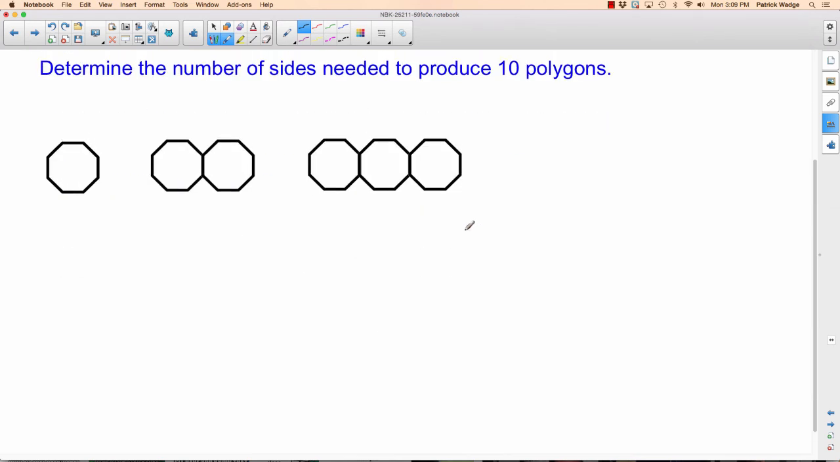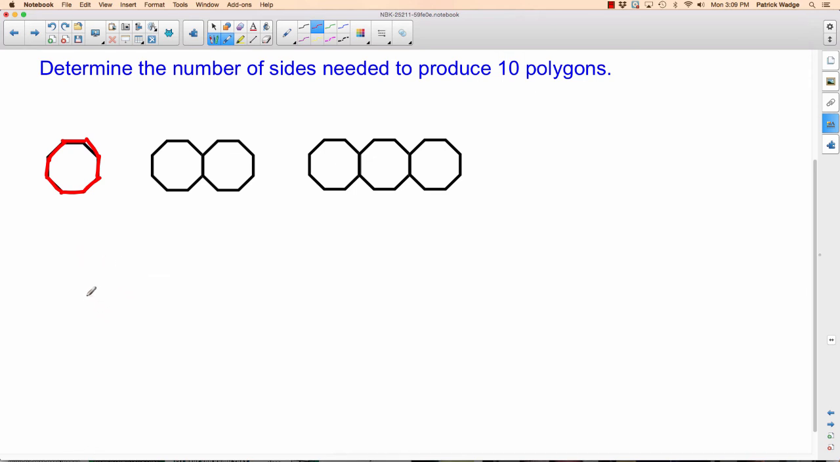It says determine the number of sides needed to produce 10 polygons. So here you have 1 polygon, you have 2 polygons here, 3 polygons here. Polygons are just closed shapes, right? They only have straight lines. Anyway, don't worry about that so much. So if you look at the number of sides, how many sides is there here? There are 1, 2, 3, 4, 5, 6, 7, 8. Okay, so this is 8.